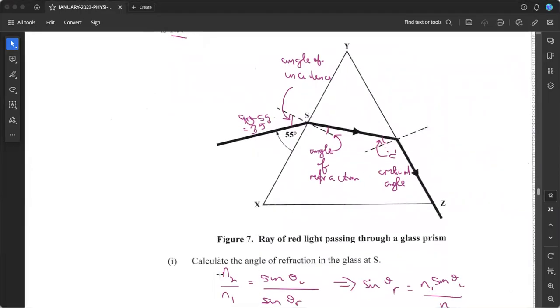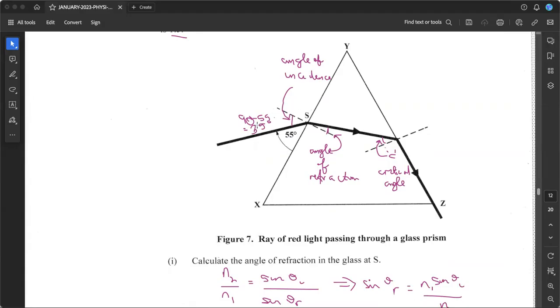They're saying that we should calculate the angle of refraction in the glass at S, right? So when the incident ray comes to this point of incidence, and then it gets refracted, what is the angle of refraction? The angle of refraction is the angle between the refracted ray and the normal. So it's this one right in here.